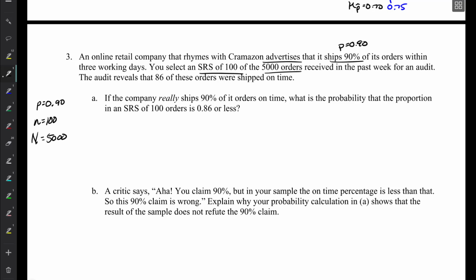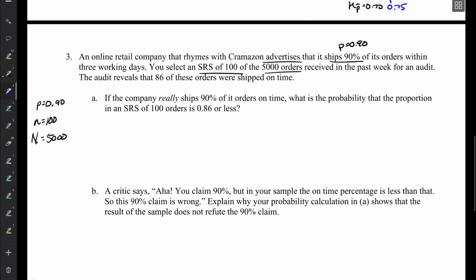Now, the audit reveals that 86 of these orders were shipped on time. Well, and that seems a little bit interesting, because what we would expect to see is that 90% of the orders are going to actually be on time, which would be 90 out of 100. But we didn't see that. We saw something less. And you, being the skeptical consumer that you are, makes you want to think, are they really telling me the truth, or are they advertising something a little bit false? So let's go ahead and try and tackle that.